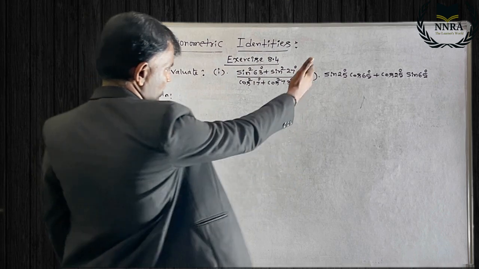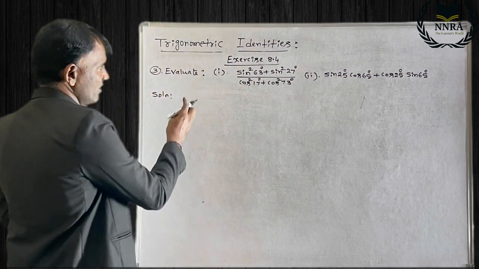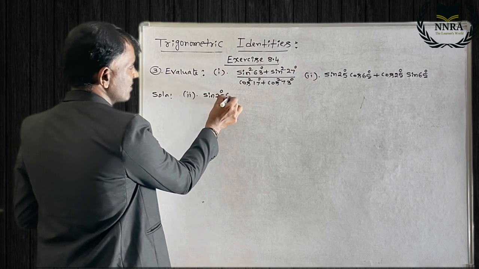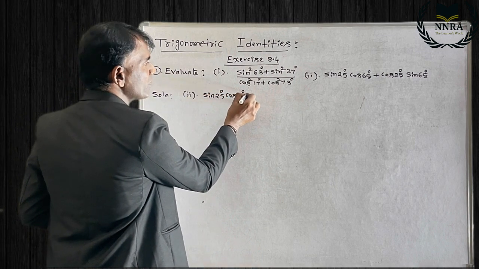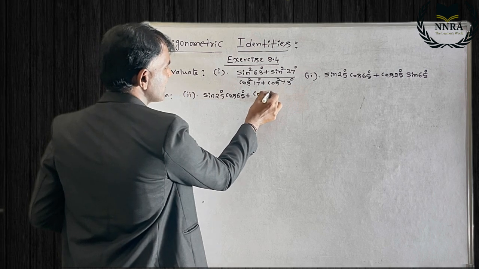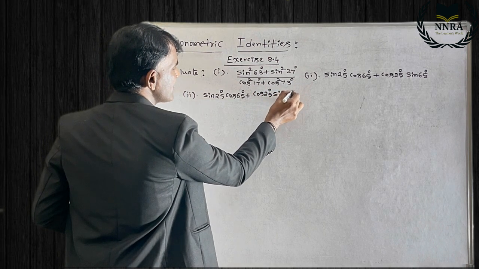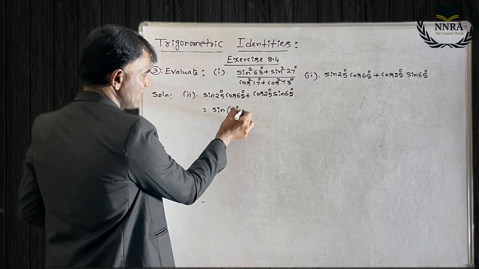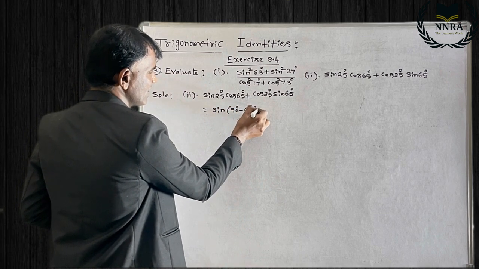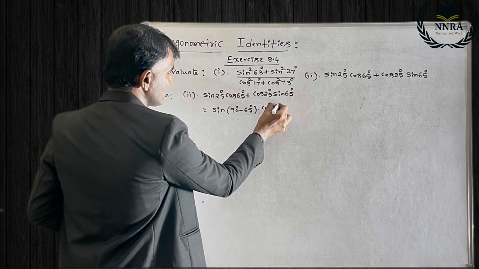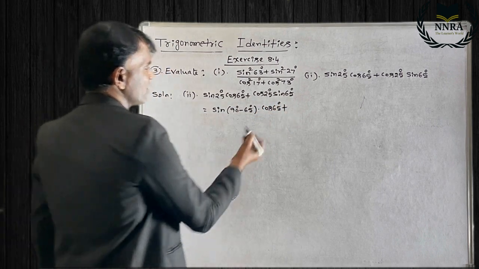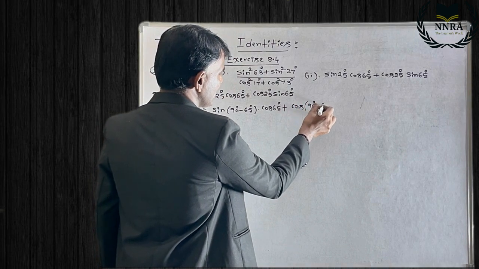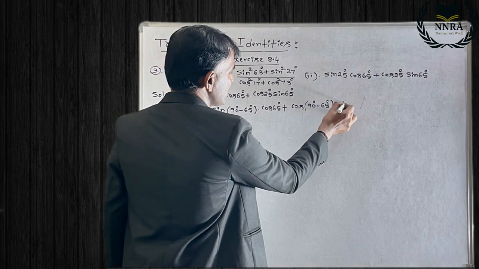Okay, now the second sub question in the third line. What is the value here? Sin 25 degrees cos 65 degrees plus cos 25 degrees sin 65 degrees. This is the given value. And here 25 can be written as 90 minus 65, right? Into cos 65 degrees plus cos of 25, which can be written as 90 minus 65, into sin 65.